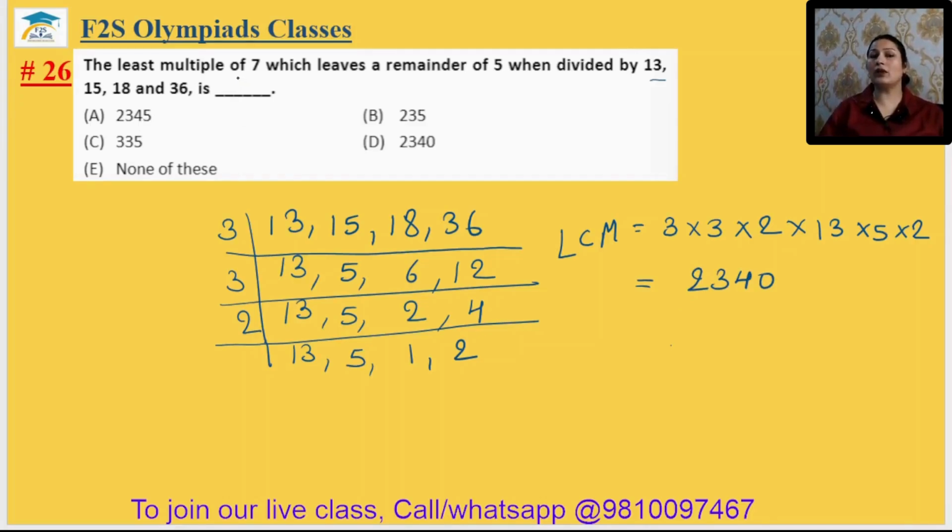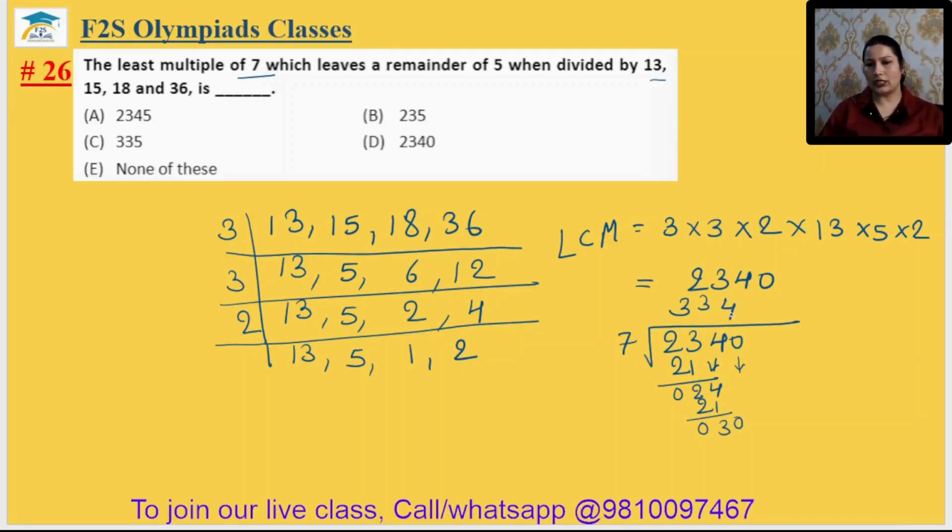Now we have to find the multiple of 7. So to find the multiple of 7, we will just divide 2340 by 7. 3 7s are 21, so 2, now 0. 4 will drop down. 3 7s are 21, 4 minus 1, 3, 2 to 0. Now 0 will drop down, 7 4s are 28. Okay, so 0 to 0. Remainder is 2. Now when we divide this number, the remainder left is 2.